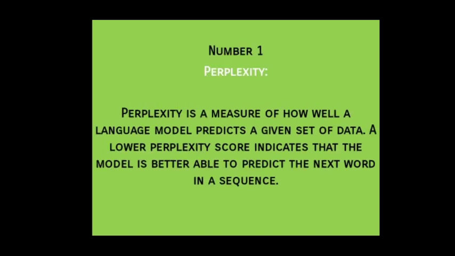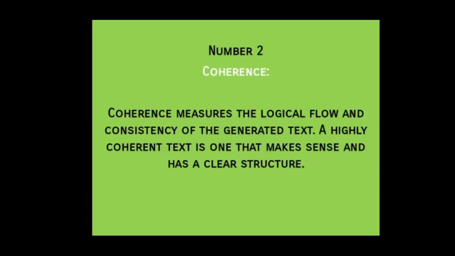Perplexity. Perplexity is a measure of how well a language model predicts a given set of data. A lower perplexity score indicates that the model is better able to predict the next word in a sequence. Number 2. Coherence. Coherence measures the logical flow and consistency of the generated text. A highly coherent text is one that makes sense and has a clear structure.